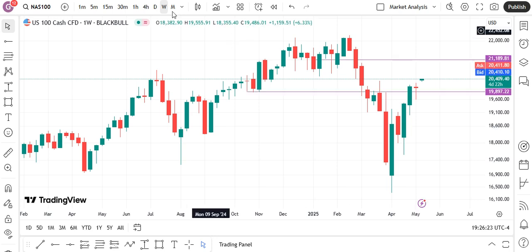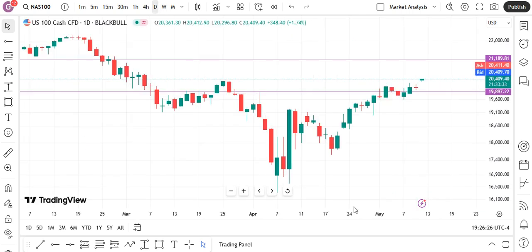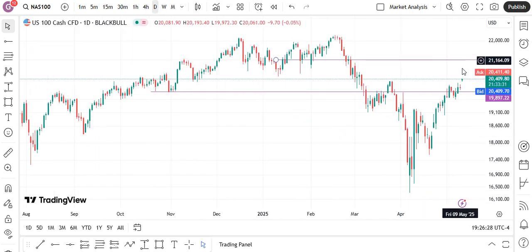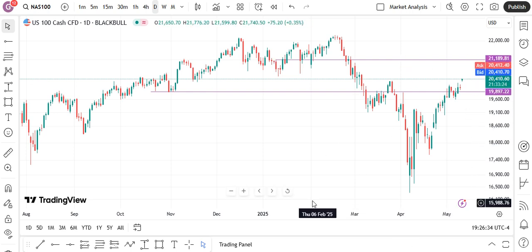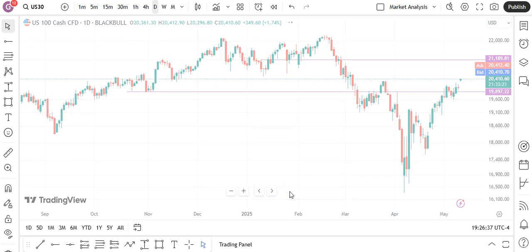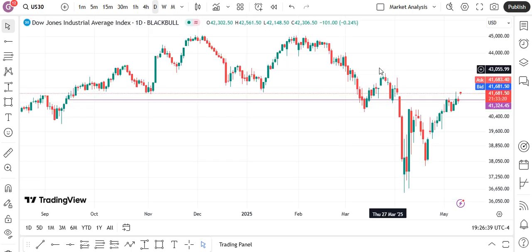I want to see it go higher on the daily time frame, to this level. I want to see it go higher for Nasdaq. Dow Jones Industrial Average, same thing. I want to see it go higher, take out this high for US 30. Go higher, take out this high.